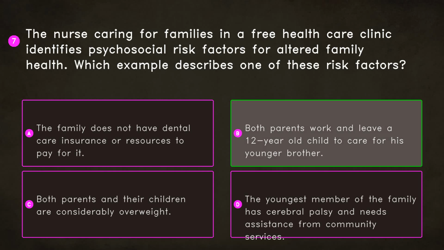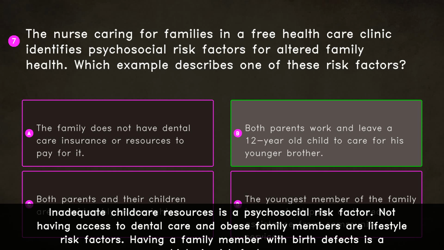The correct answer is both parents work and leave a 12-year-old child to care for his younger brother. Inadequate childcare resources is a psychosocial risk factor. Not having access to dental care and obese family members are lifestyle risk factors. Having a family member with birth defects is a biologic risk factor.